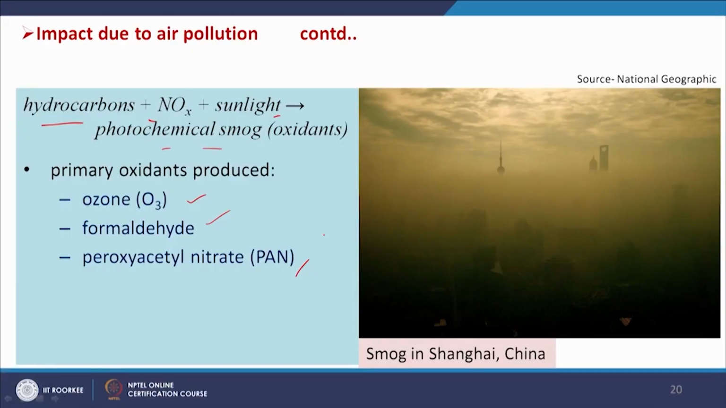You see here, hydrocarbons, NOx and sunlight give us photochemical smog or oxidants. So, a hazy environment will be generated and accidents may take place. Primary oxidants produce ozone, formaldehyde and peroxyacetyl nitrate, or PAN. So, these are some impacts of NOx, which is called photochemical smog.